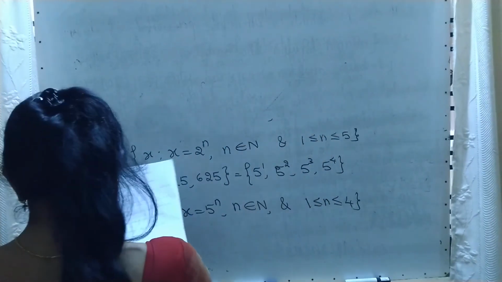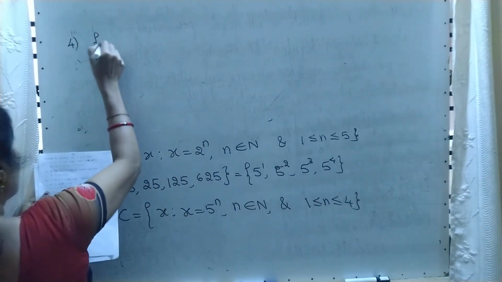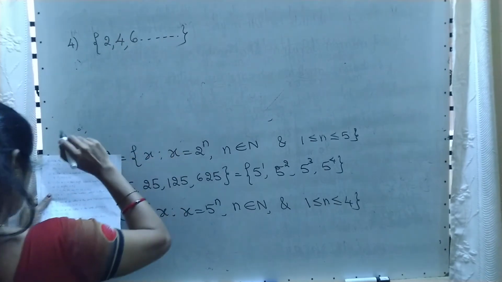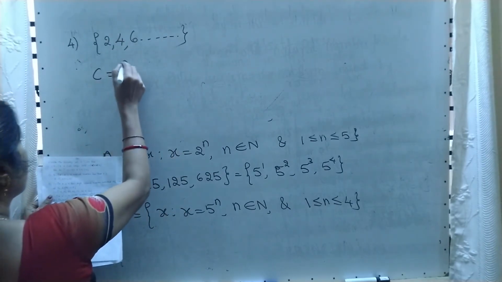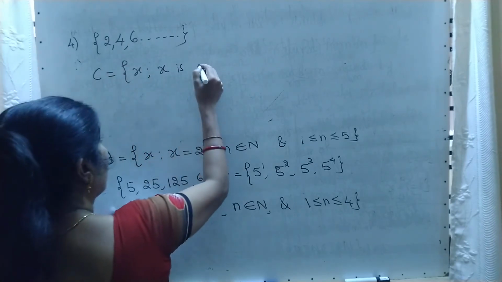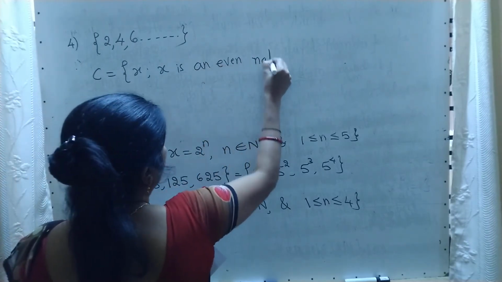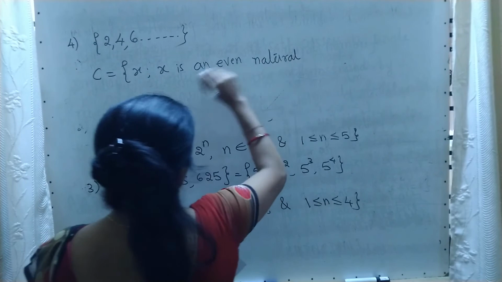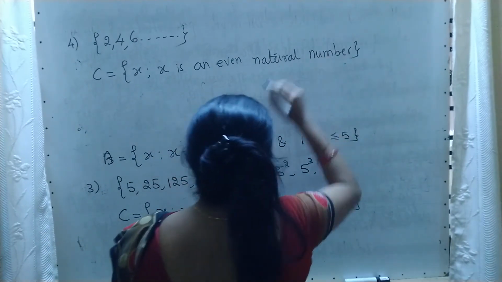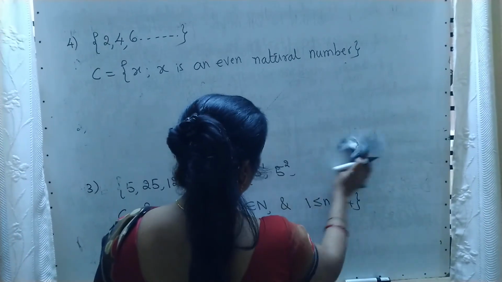Moving to the next one. 2, 4, 6. See, they are the even numbers or what? Let us take the set as C. X such that x is an even natural number. And we are not writing any end term because it is not given. Even means even numbers, natural numbers.